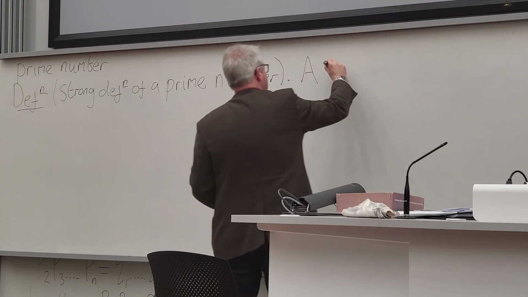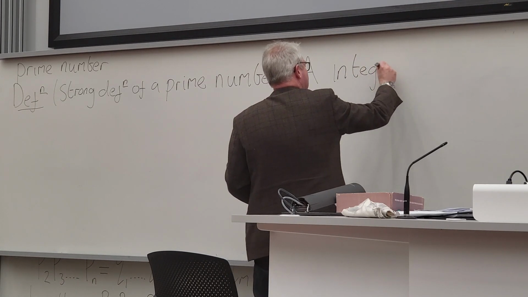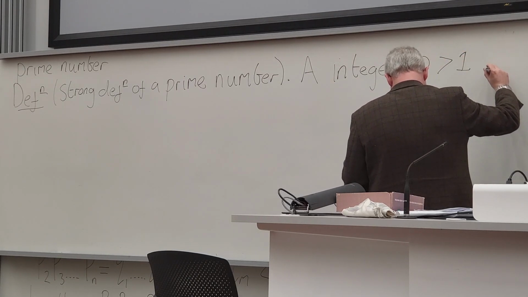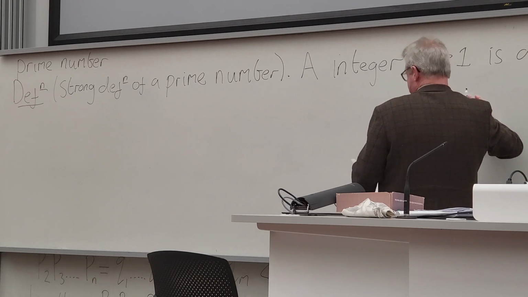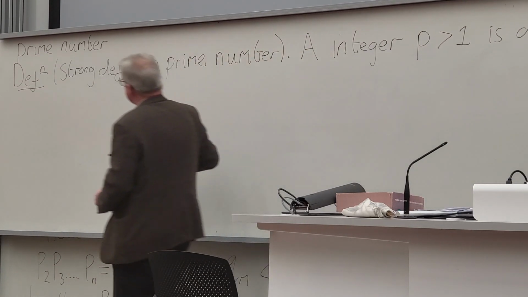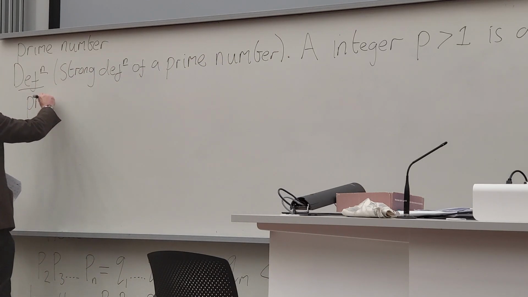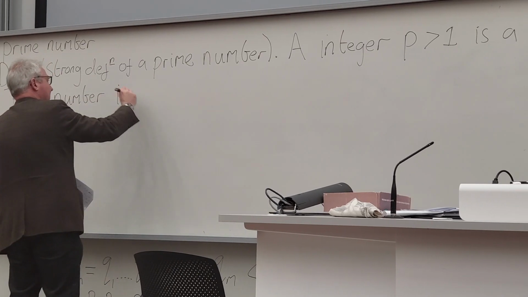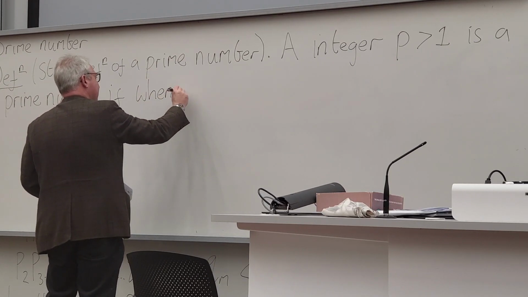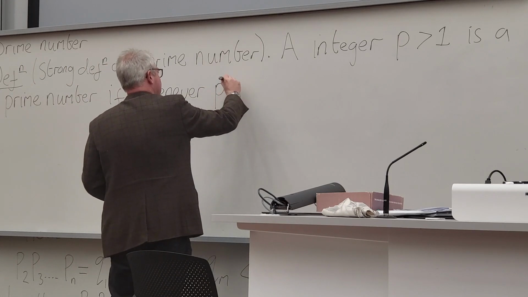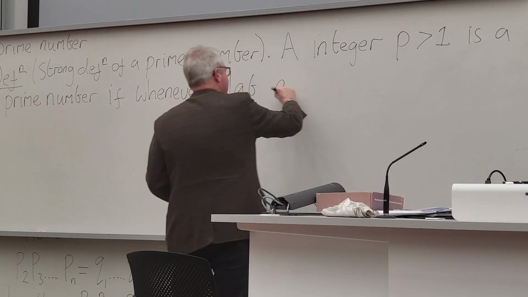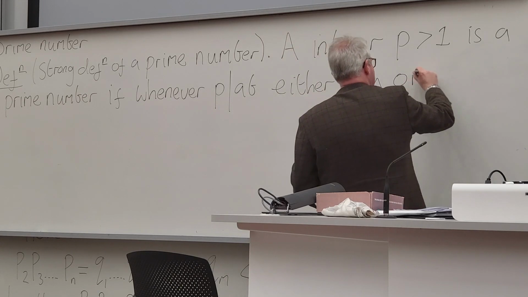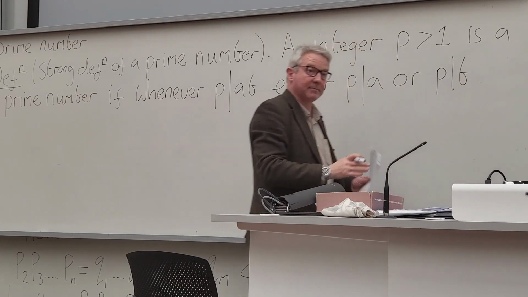So we say, as usual, an integer p strictly greater than 1 is a prime number if whenever p divides ab, then either p divides a or p divides b, and it might be that p divides both a and b because it's an OR statement.